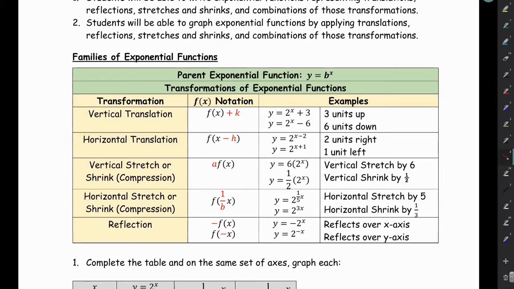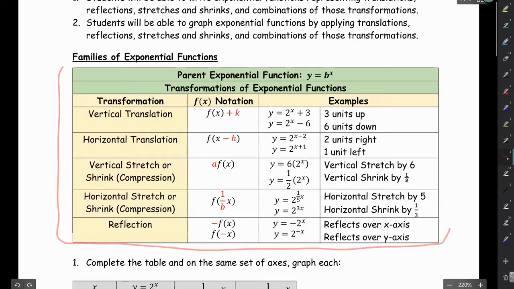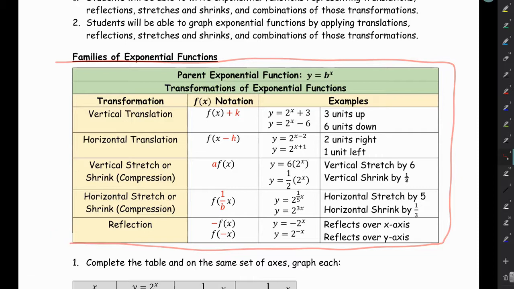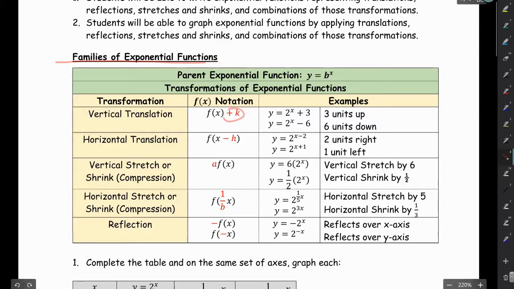So I think this table is going to be a really important reference for you as we go through the graphing and writing the functions and so forth. If we have a value that's outside the function, so we have some examples here, 2 to the x plus 3, we're going to move the function either up or down. Plus 3 would move it 3 units up, minus 6 would move it down.